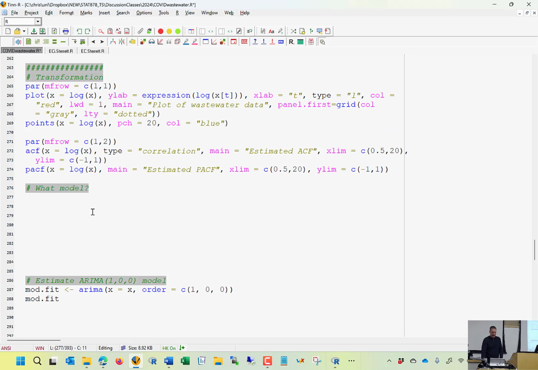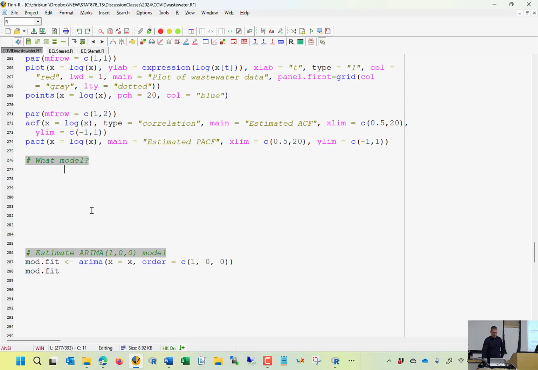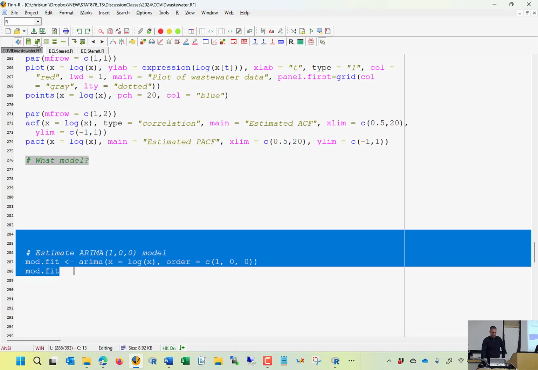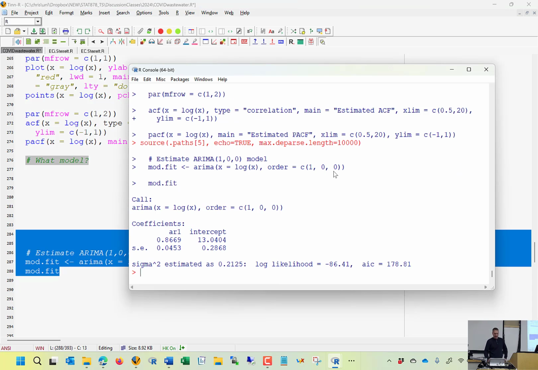So let's go ahead and estimate this autoregressive 1 model. I'm going to put the results into mod.fit for lack of a better name. I'm going to use the ARIMA function. It's very simple. Why didn't I do that right? Let's actually use the log transformation. The order argument allows me to specify p equal 1, d equals 0, q equals 0. Put that into an object called mod.fit. And this is what I get.